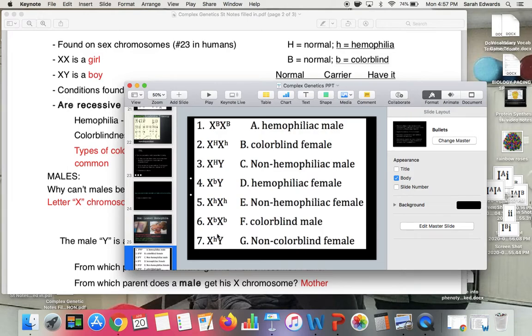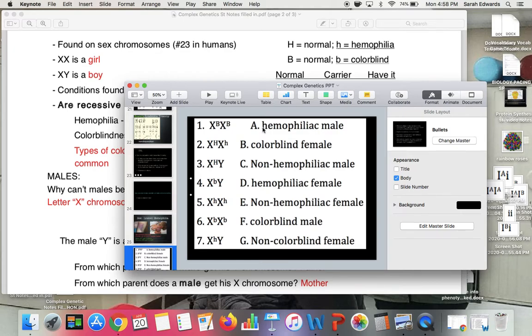And this, X little h Y. XY means it's what sex? Male. And the little h, is it normal or hemophiliac? Well, it should be hemophiliac. So this is a hemophiliac male, number 7.